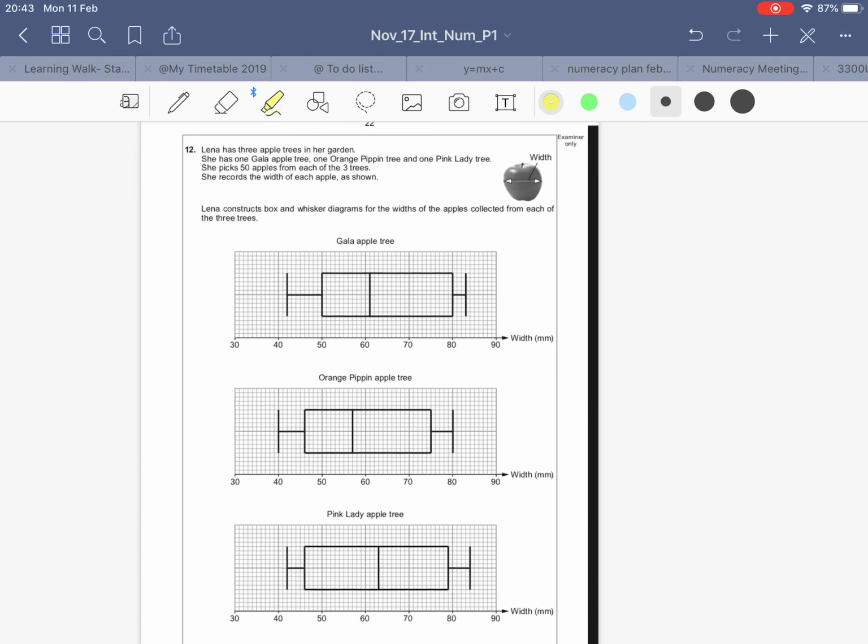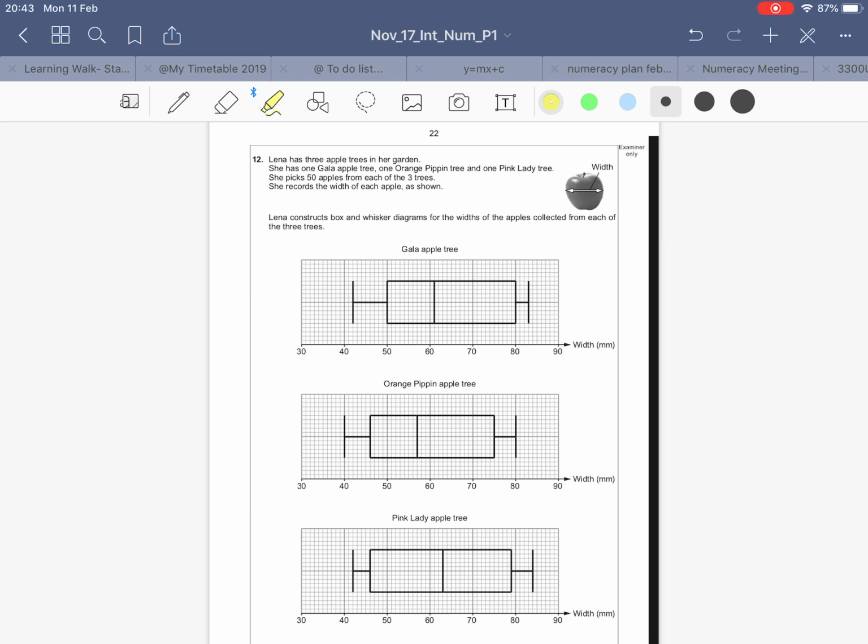Question 12. These are box and whisker plots. A box and whisker plot is based on 5 important numbers: minimum, maximum, lower quarter, upper quarter, median.